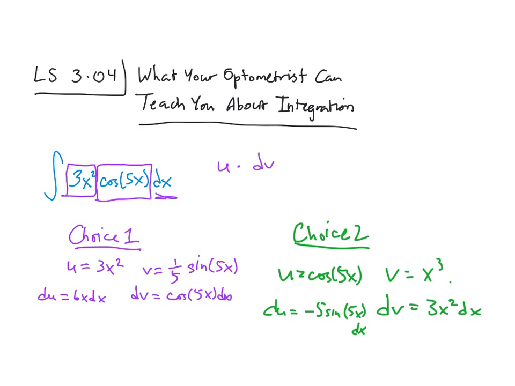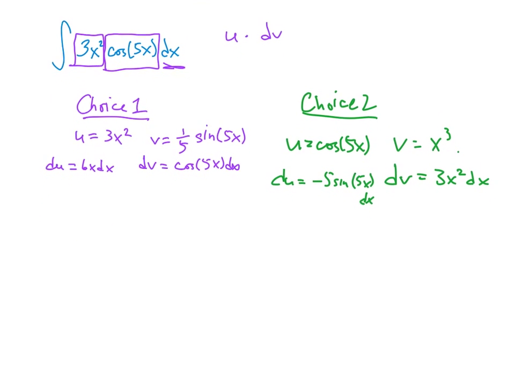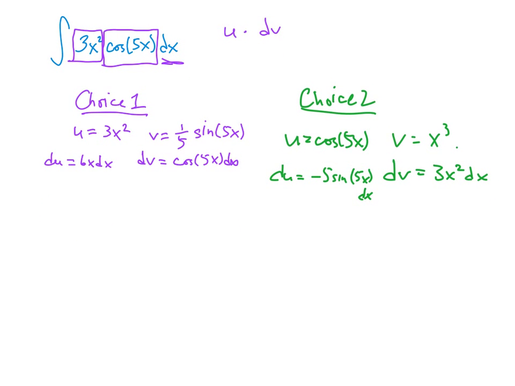But whatever choice we make, we have to deal with the consequences, and those consequences are determined by the integration by parts formula, which is the integral of u dv equals u times v minus the integral of v du. Sorry, that's a little bit hard to read. I'm going to rewrite that. v du. That's a little bit better anyway.